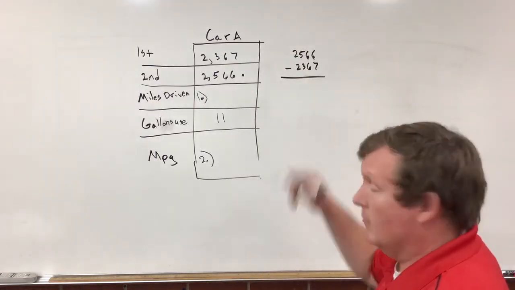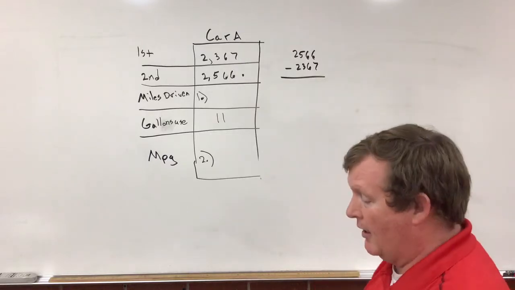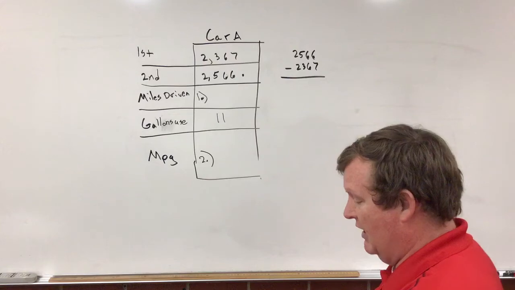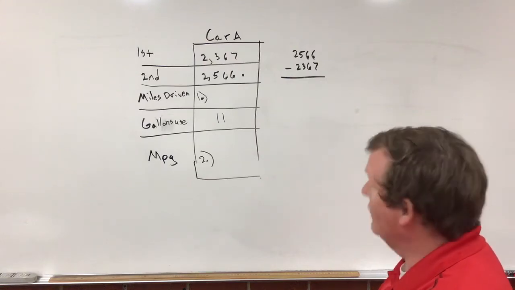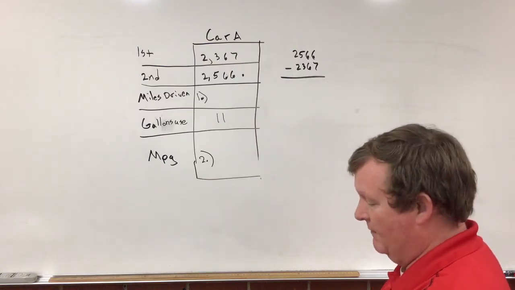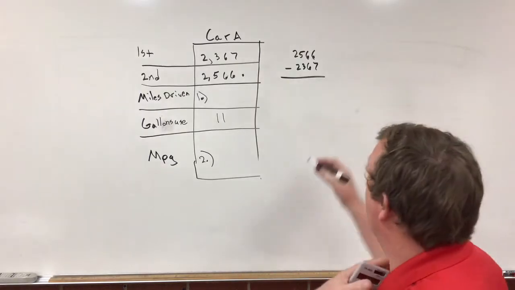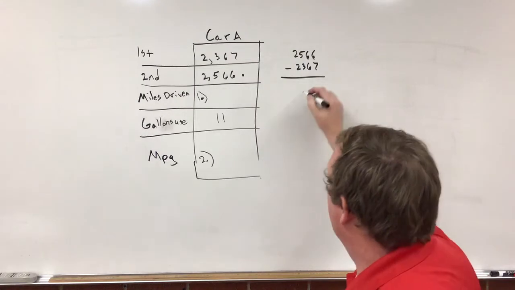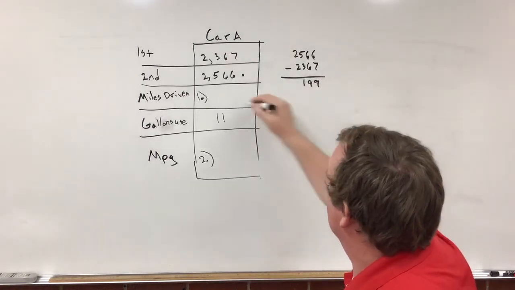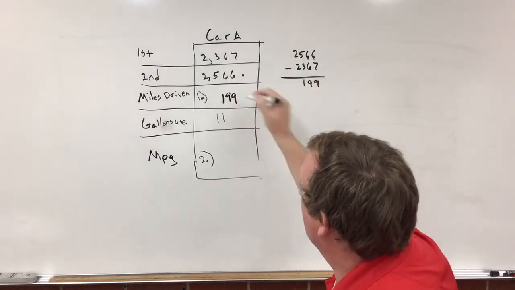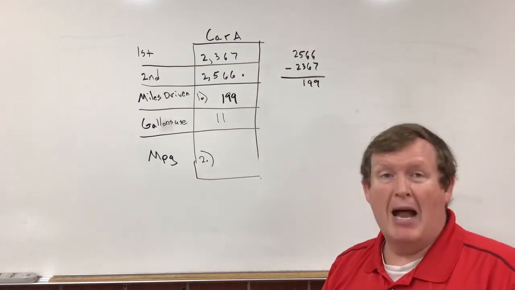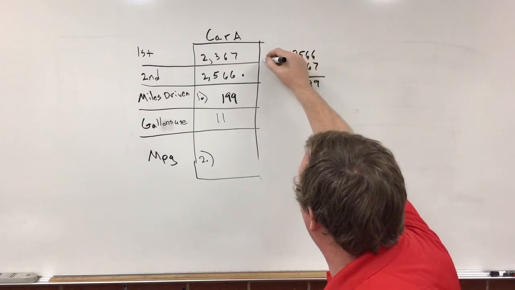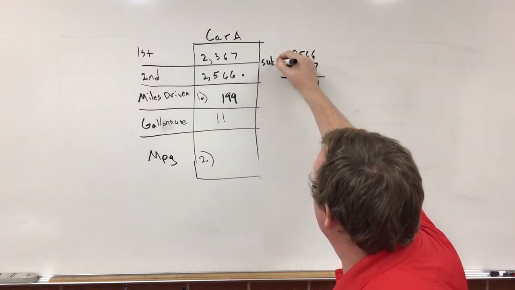If you've got your calculator, you can use it to do that. We get 2,566 minus 2,367, and my calculator reads 199. So that's my answer to my first problem. Number 1, miles driven, is 199. The first problem is a subtraction problem.